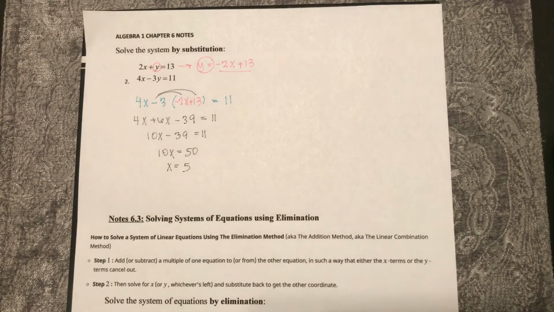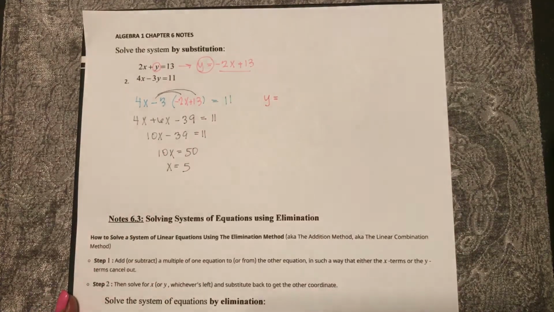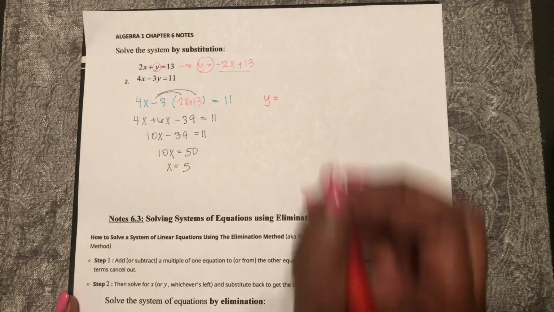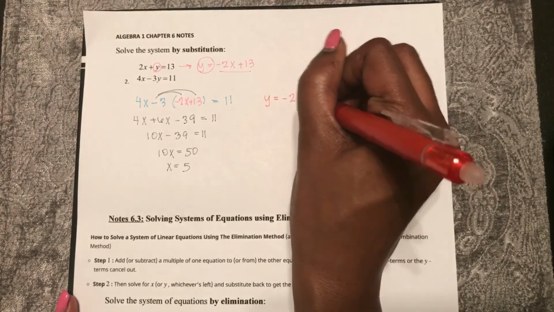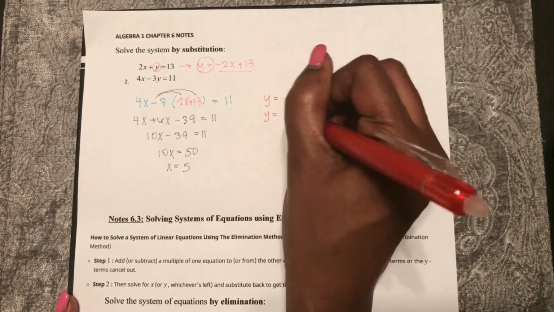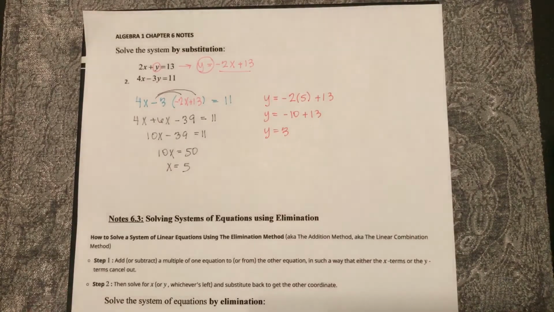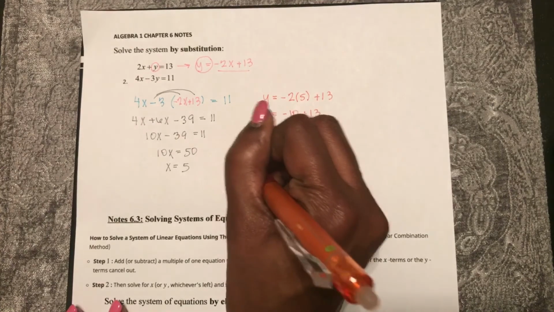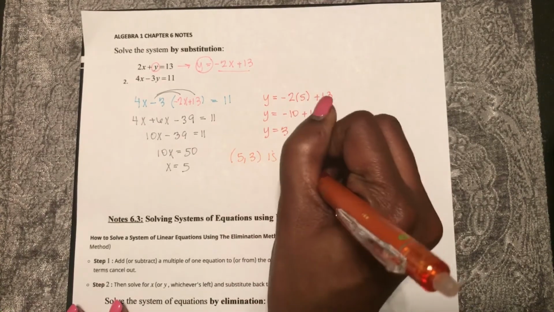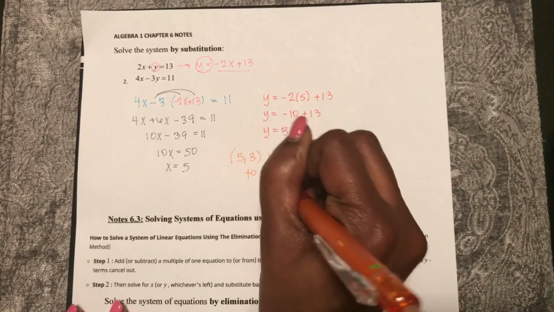So now that I know what x equals, I need to figure out what y equals. Well, remember, y equals negative 2 times x plus 13. So that's negative 2 times 5 plus 13. Y equals negative 10 plus 13. Y equals 3. So we conclude by saying the point 5, 3 is a solution to the system.